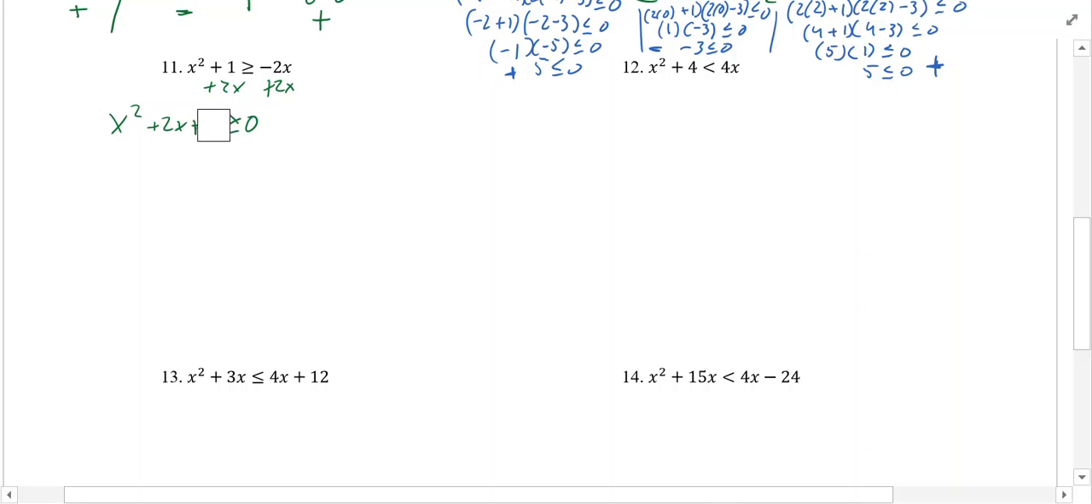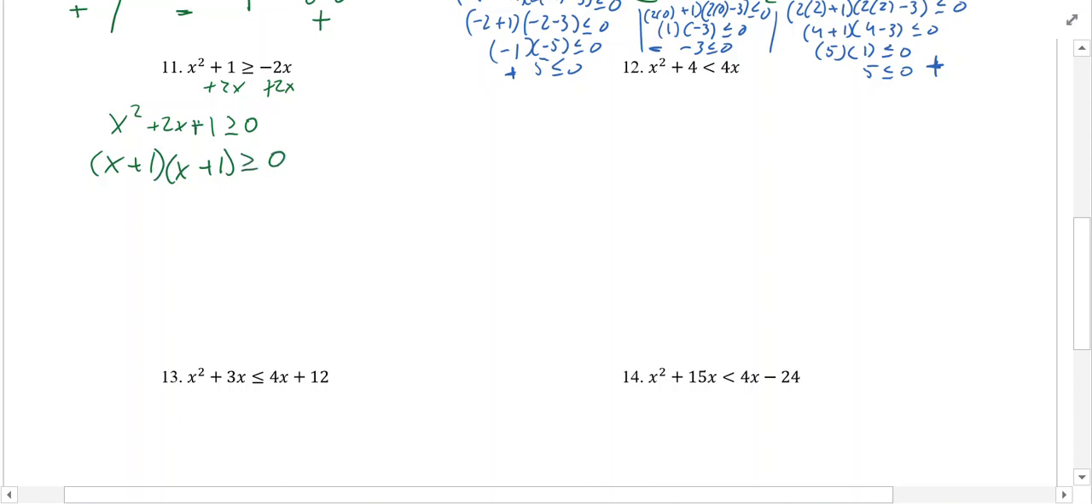I don't like the way that looks. So x squared plus 2x plus 1 is greater than or equal to 0. That looks better. All right, so now we need to factor it. So the factors of 1 that add to 2 are going to be 1 and 1. So we get (x plus 1)(x plus 1) is greater than or equal to 0.